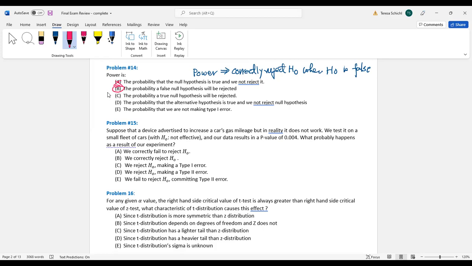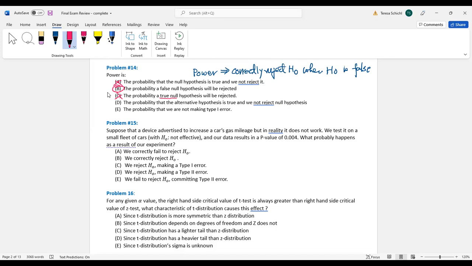Okay, let's see what's wrong with C. The probability a true null hypothesis will be rejected. So here it is still a true null hypothesis, but the null hypothesis is false. So that's why it's not our definition.